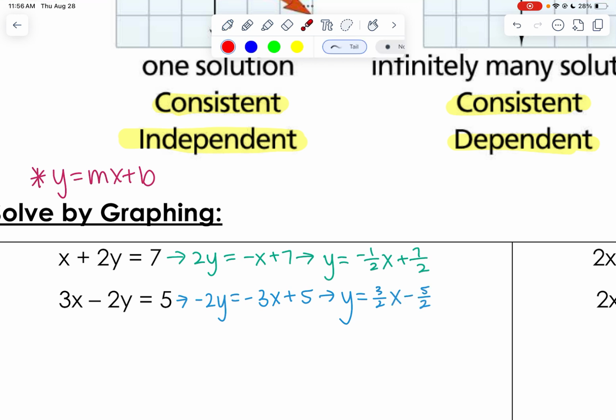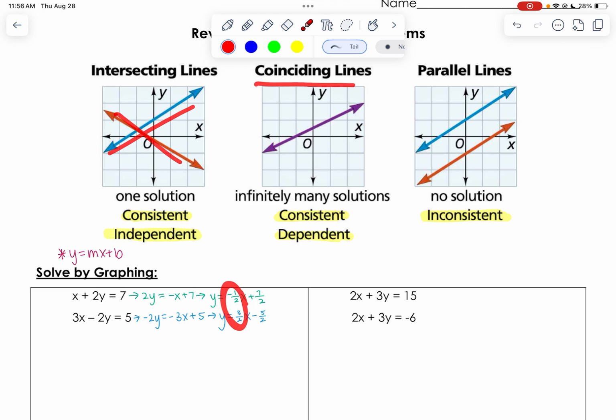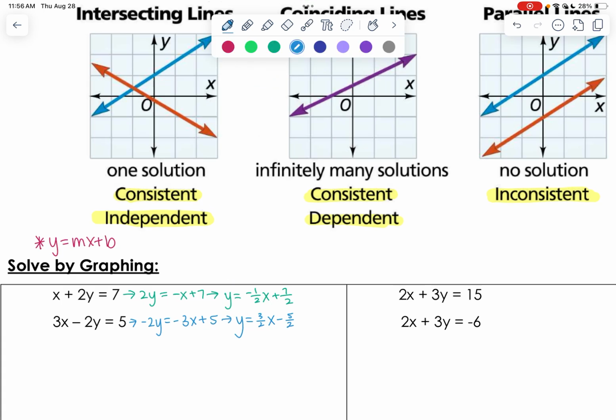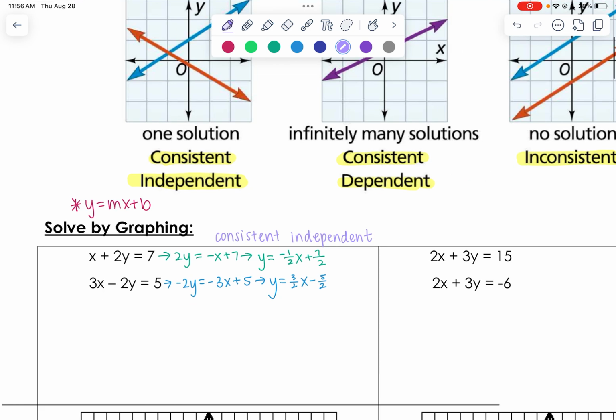Okay, and as I can see, I have different slopes here, which means that my lines are going to intersect. They're not going to be coinciding. They're not going to be parallel. And that makes this system consistent independent. So I should have one solution here.